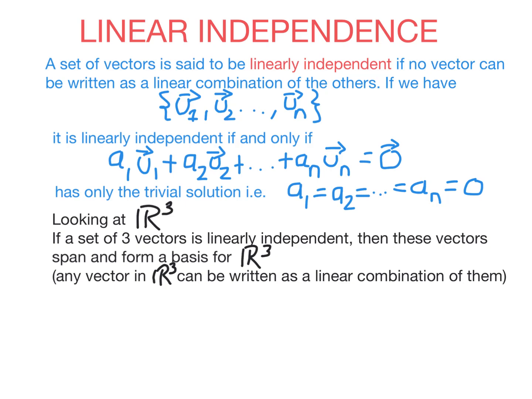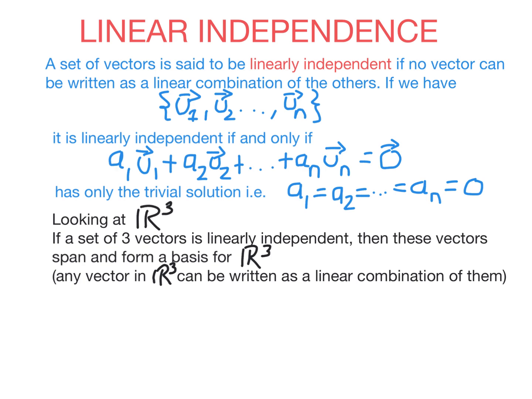Thank you so much for tuning into this video in which we look at the concept of linear independence. We've already looked at linear combinations. So when you have a set of vectors, here we have n vectors labeled u1 up to un, this set is said to be linearly independent if you can't write any of these vectors as the linear combination of the others. So mathematically, a set of vectors is linearly independent if and only if it satisfies this definition.